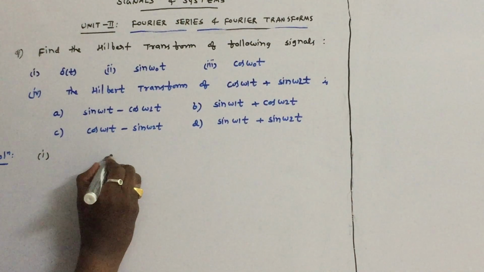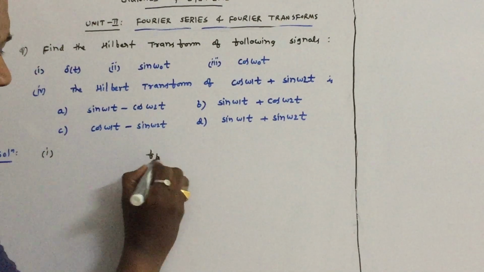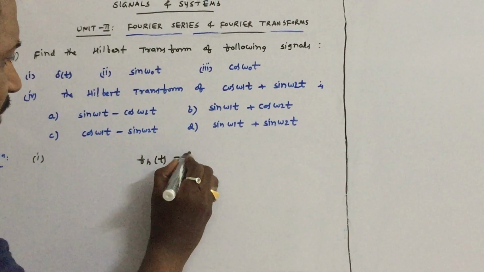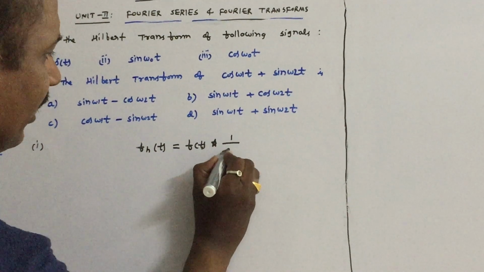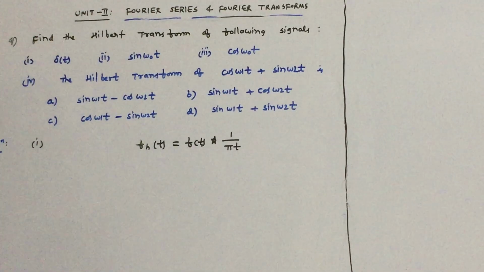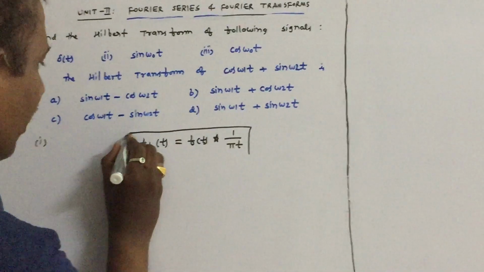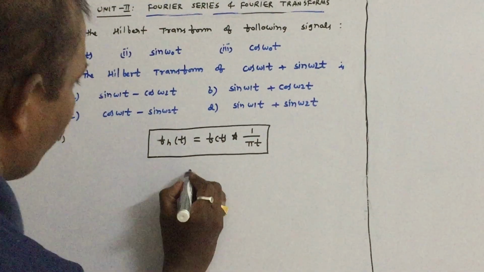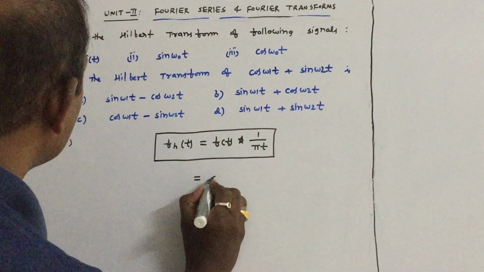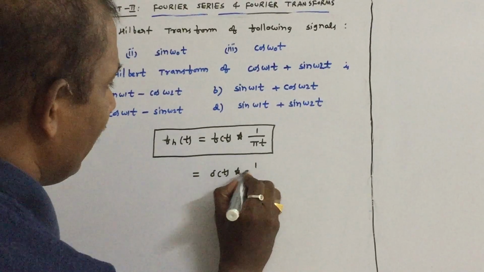So what is the Hilbert transform definition? The Hilbert transform of f of t is the given signal convolved with 1 by pi t. So this is how the Hilbert transform is defined. Very simple operation: f of t is convolved with the 1 by pi t function. Now f of t is given as del of t, say number one, delta of t, convolved with 1 by pi t.